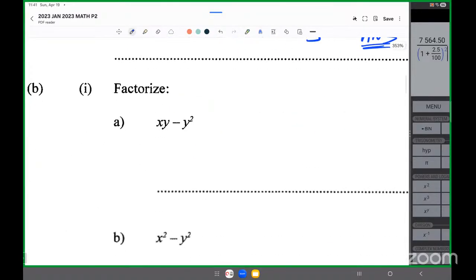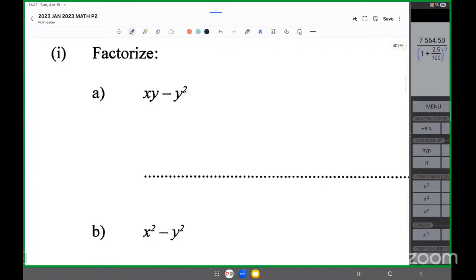Next one. Factorize this. That's just 2 terms. I'm thinking the difference of 2 squares. We must always do common factor first when it exists in the expression. Common factor is a y. So I'm first going to factorize out the y. Y out of this leaves me with an x. Y out of this leaves me with a negative y. That is it. This thing you can't factorize any further, so you stop.